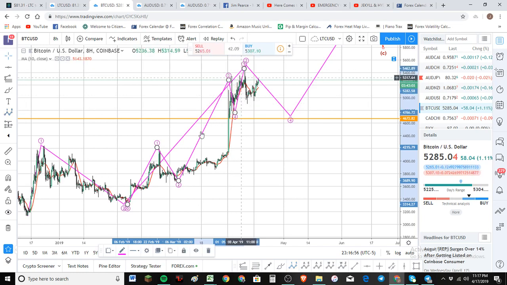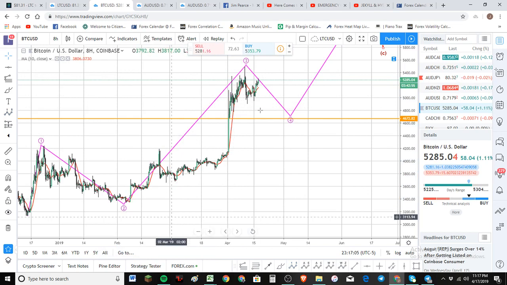It looks like the 3rd wave is complete, and that's what we finished up at the last high, the 5th wave of 3. So it looks like the 3rd wave is complete. We're coming down for 4. That's what it appears to be.